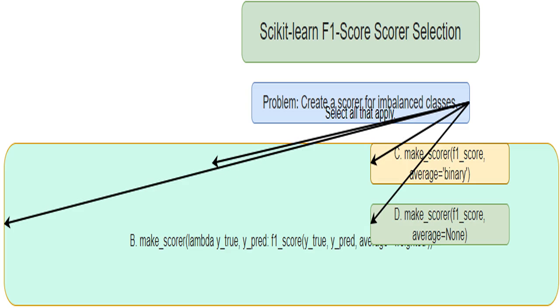This does the same thing as option A, but uses a lambda function. A lambda function is a small, anonymous function. This option wraps the function within a lambda expression to pass to make_scorer. It's functionally equivalent to A, though maybe a bit less concise.